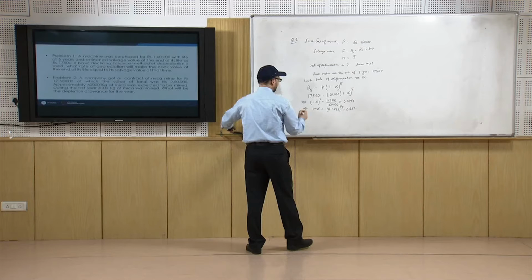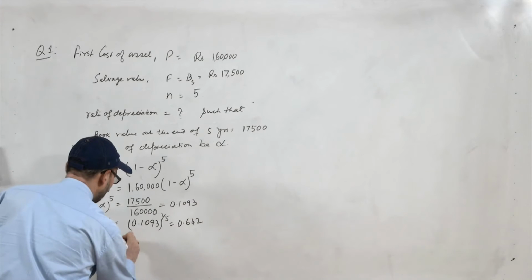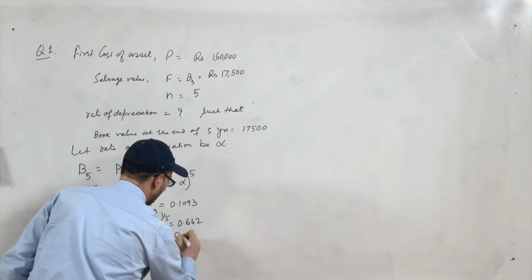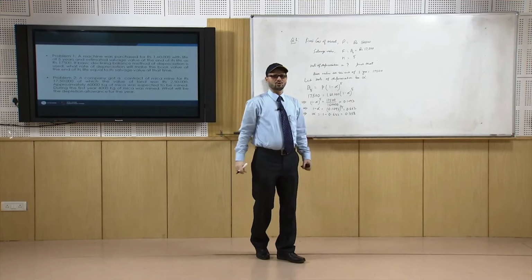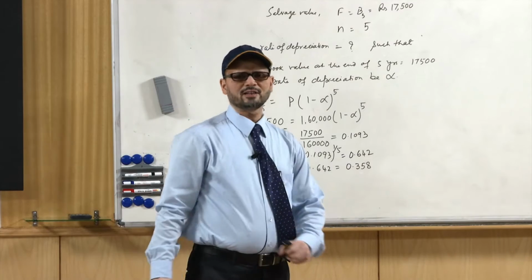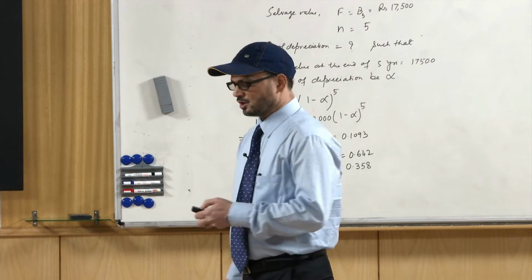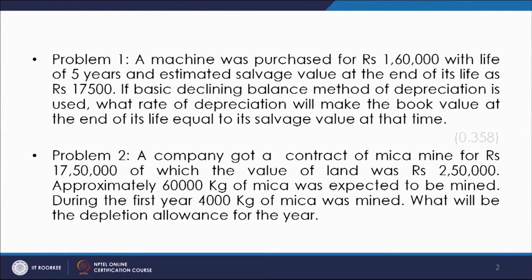So, we get the alpha value, that is the rate of depreciation, as 1 minus 0.642, that is 0.358. Basically this is the rate of depreciation, that is 35.8%. If that depreciation rate is used, the first cost will depreciate to the value of 17,500. So, this is our answer.